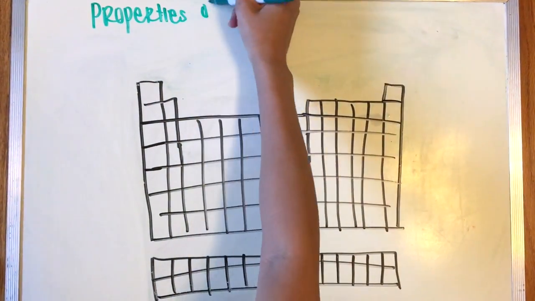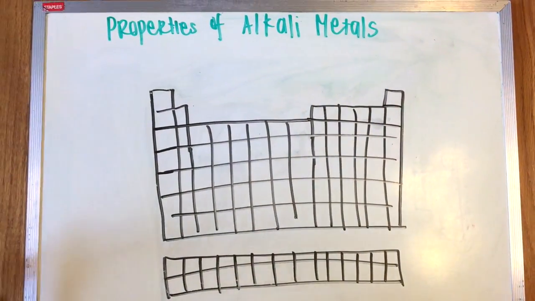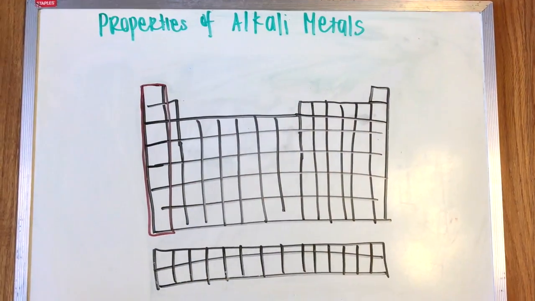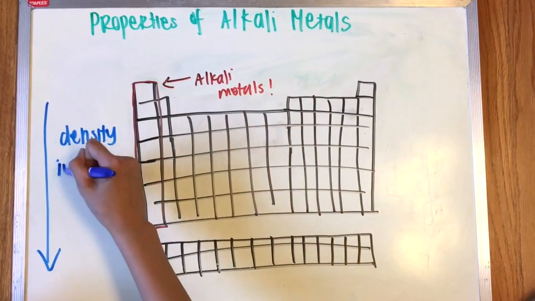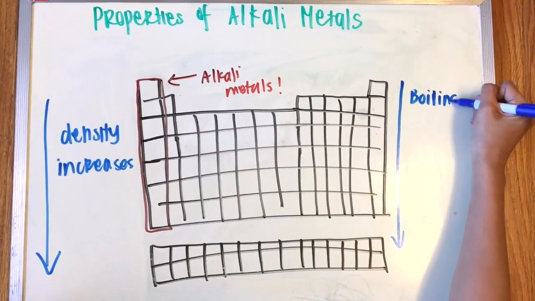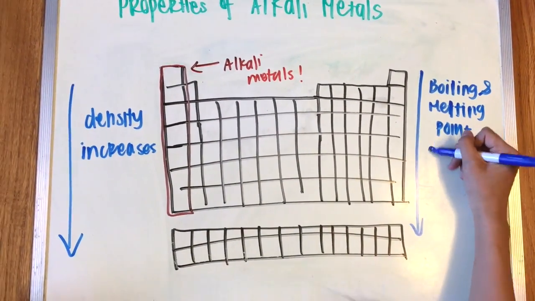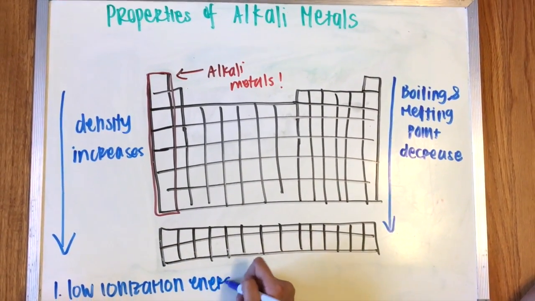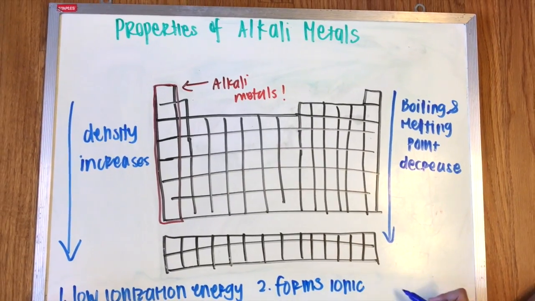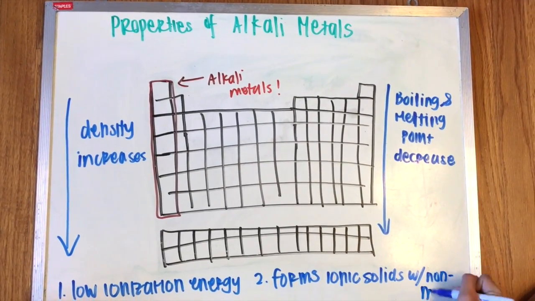Finally, here are some alkali metal properties. These metals are the elements in group 1A, except for hydrogen. As you go down the group, the density increases while the boiling and melting point decreases. These elements also have a lower ionization energy and form ionic solids with nonmetals.